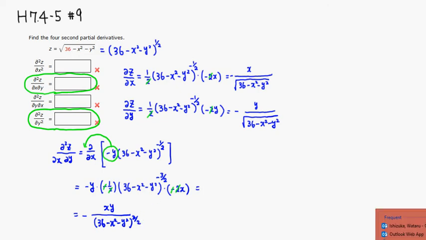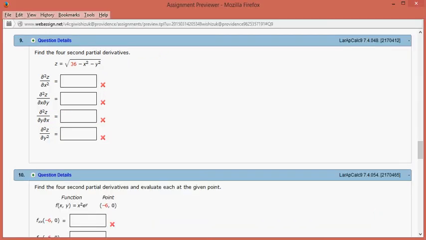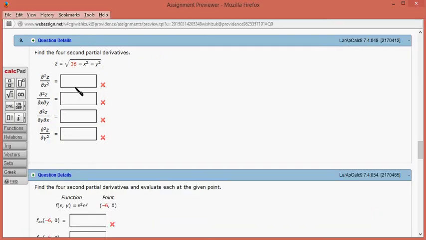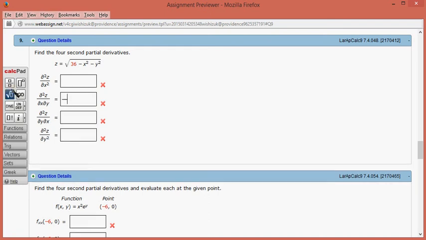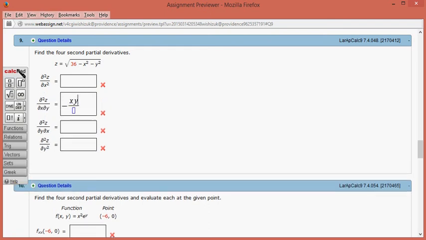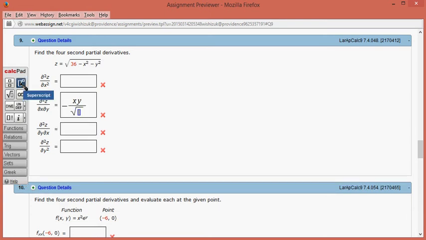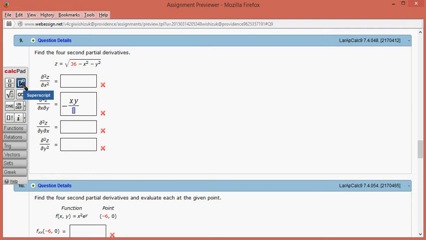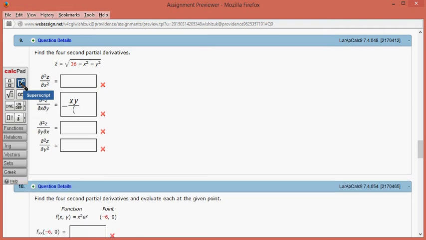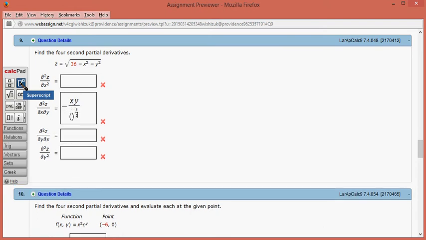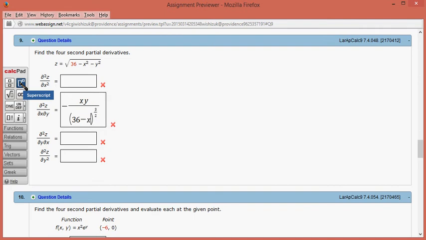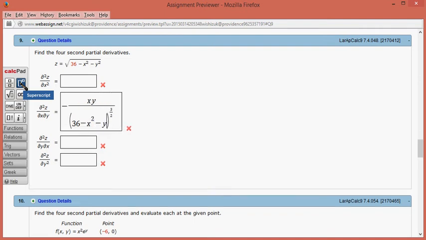So we have this guy, we found that to be negative xy over, not square root, sorry, and that's, let's see, backspace would work. Alright, so that would be parenthesis raised to the 3/2 power, and you have 36 minus x squared minus y squared.